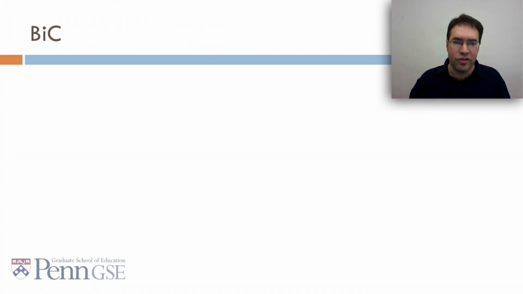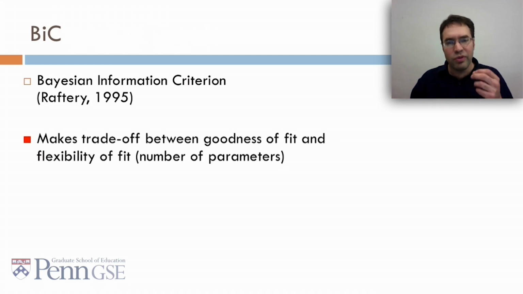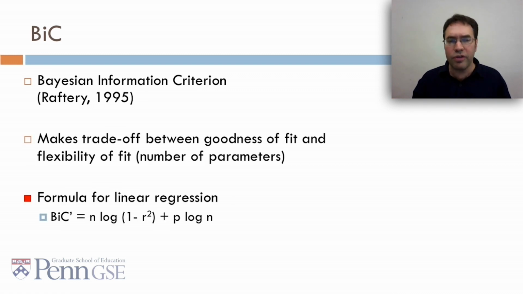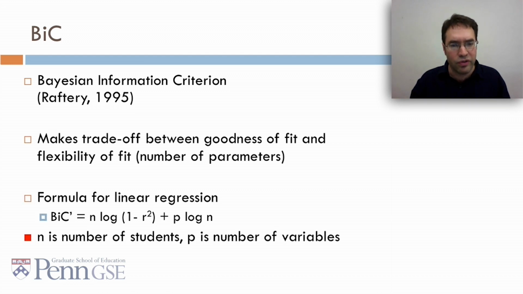BIC, the Bayesian information criterion, makes a trade-off between the goodness of fit and the flexibility of fit, or in other words, the number of parameters. The formula for linear regression, called BIC prime, is a function of your number of students, or number of data points, and your number of variables, and also of your correlation.